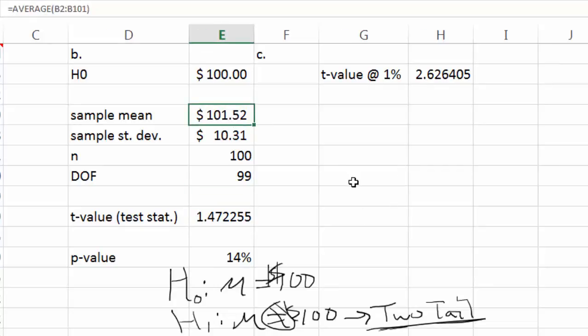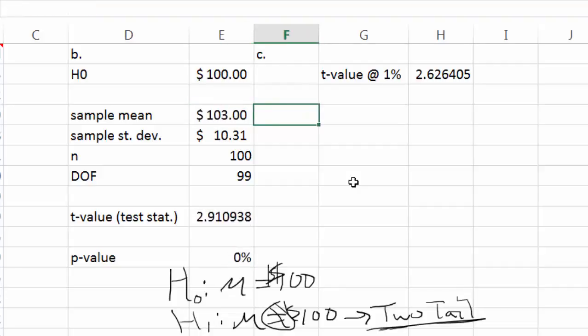I know it needs to be larger, so let's try a 102. Nope, not quite there yet. 103. Too big. 102.5. A little too small.